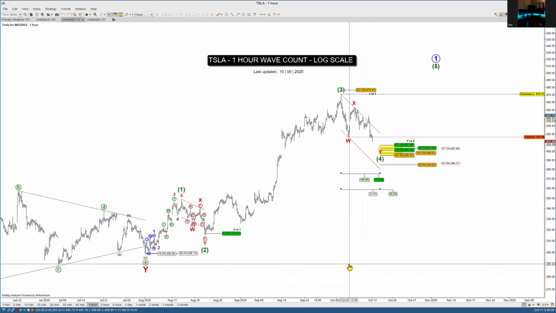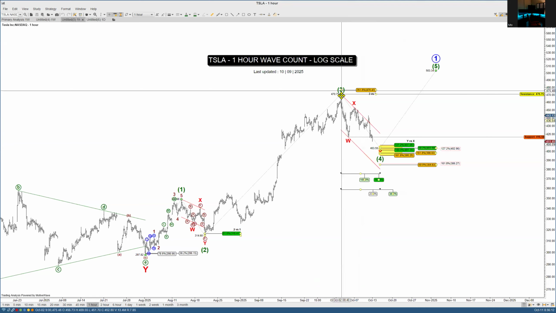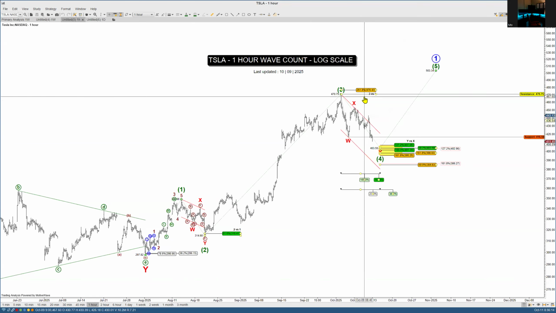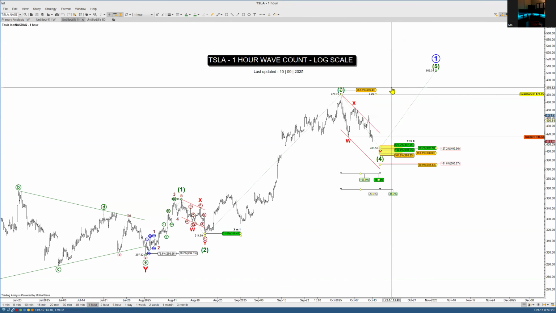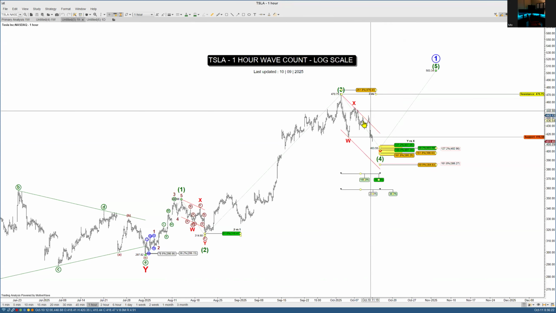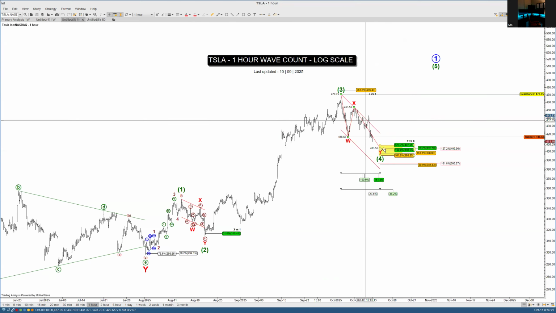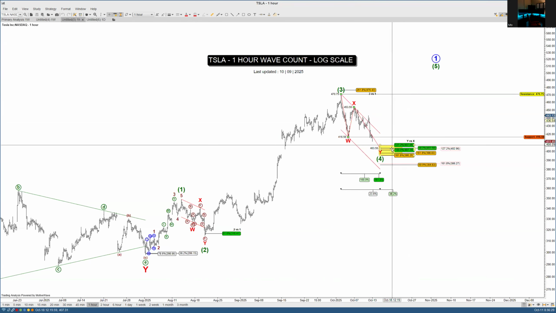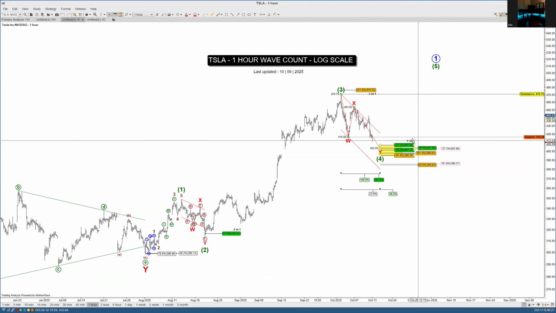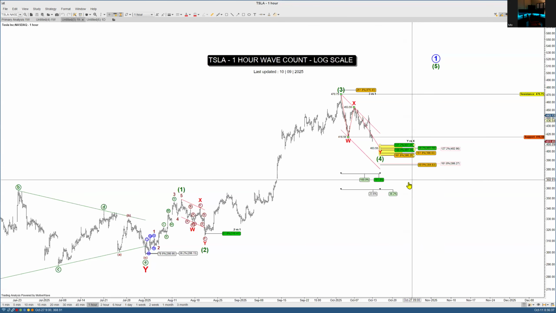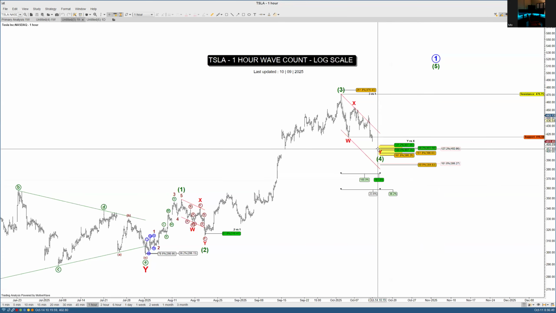Tesla, 3 versus 1, 261.8. Same as the Qs, same as the S&P. Can make a case here for an WXY. There's some serious fib support sitting right here in this zone. So keep an eye on this.